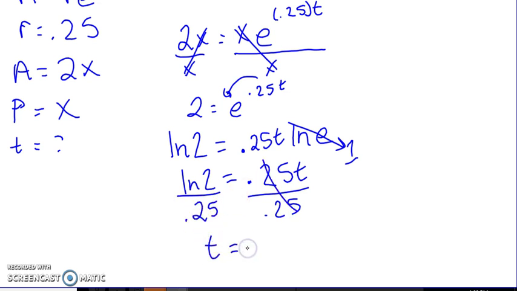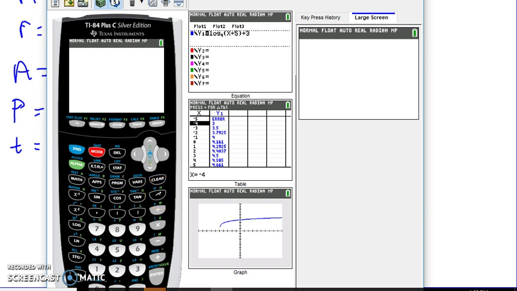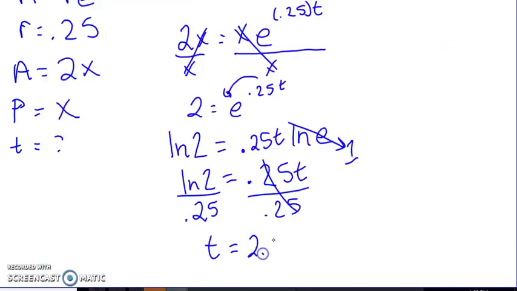t is going to equal, plug it in your calculator. Clear this, second quit. Press alpha y equals so you can get a fraction. Your ln button is right below the log, so ln of 2, close your parentheses, scroll down, and hit 0.25. That gives you roughly 2.8 hours. So about 2.8 hours is how long it will take.